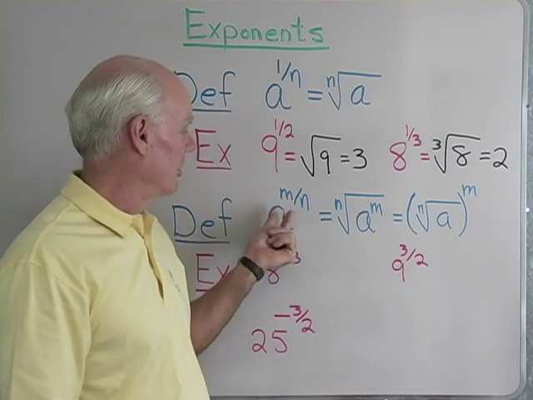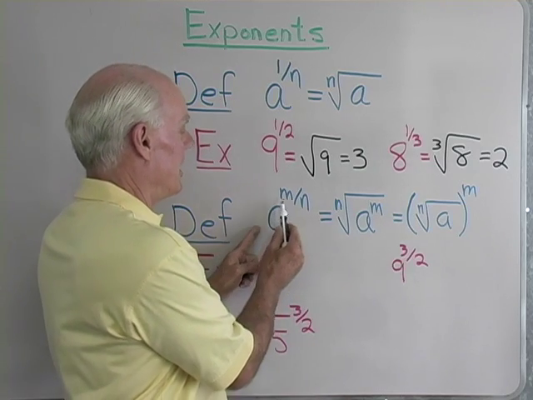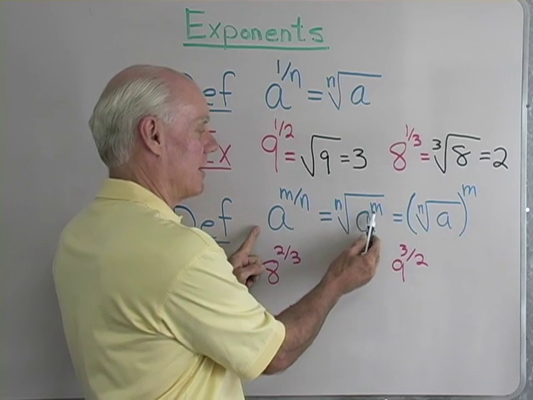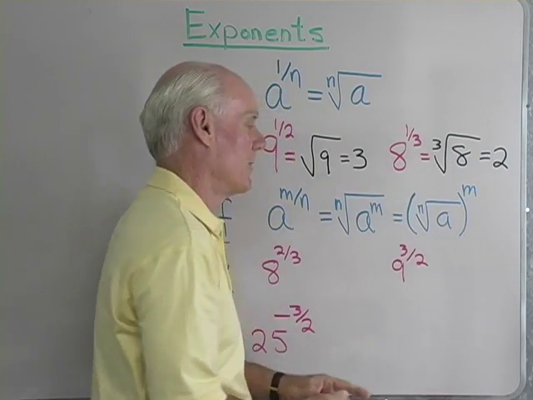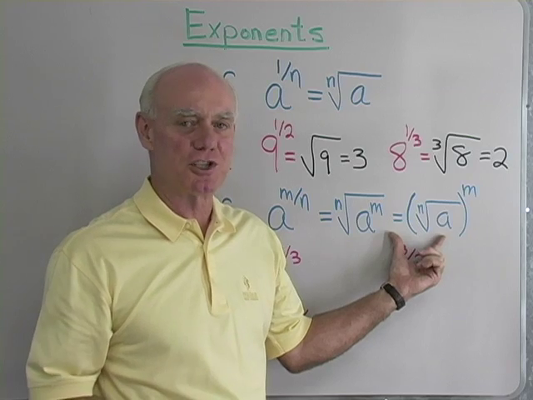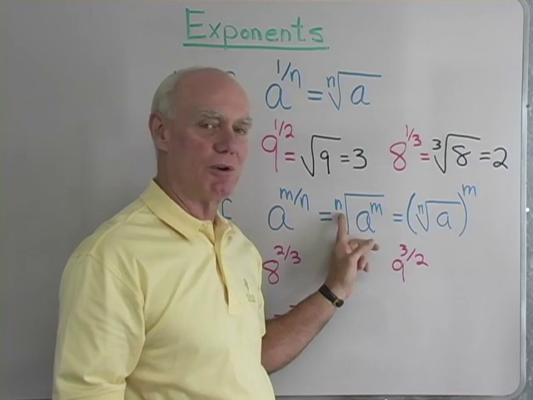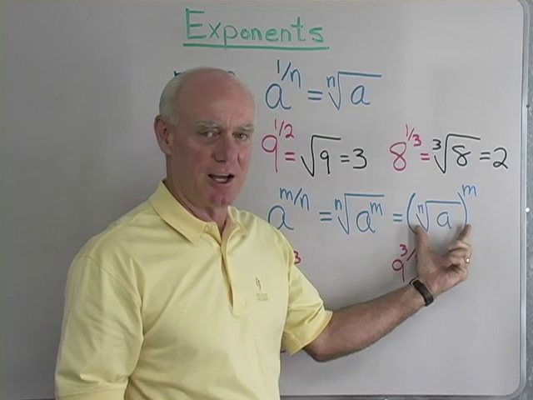Now I want to change this a little bit and allow the numerator to be something other than 1. So if I have a to the m over n, that's going to be either the nth root of a to the m, or the nth root of a all raised to the m. This just means that we can do this in either order. We can take a to the m first and take the nth root of that, or we can take the nth root of a first and raise all that to the m power.